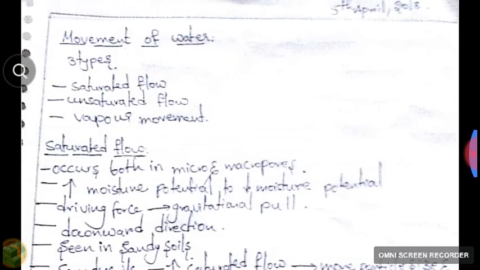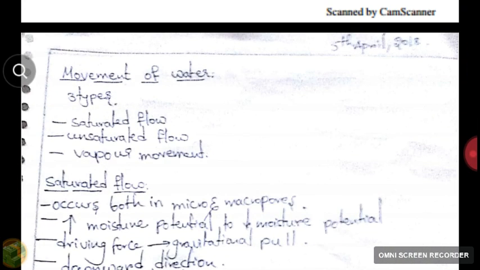That's all for now, friends. Let's discuss in brief. In our Green Coach class, today we learned about the movement of water. The movement of water occurs in three ways: saturated flow, unsaturated flow and vapor movement.